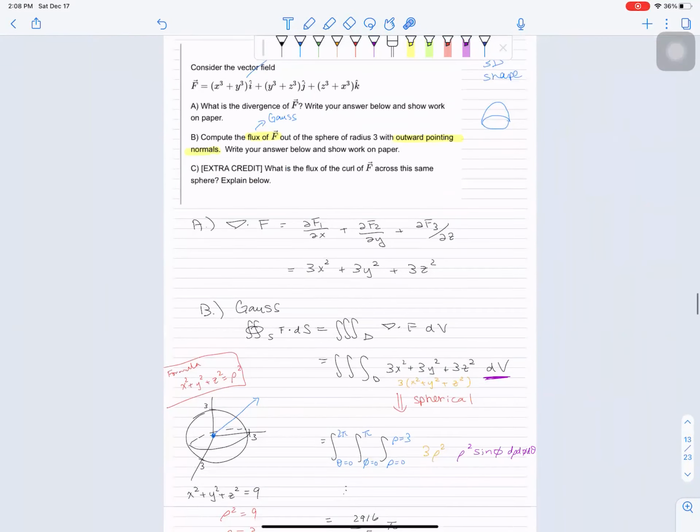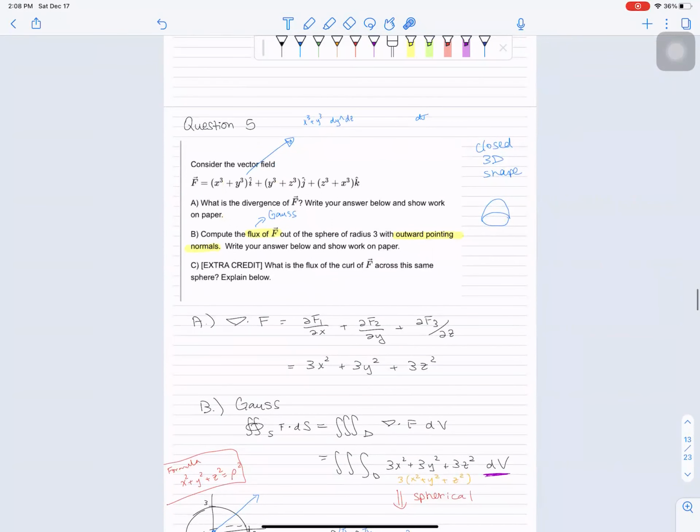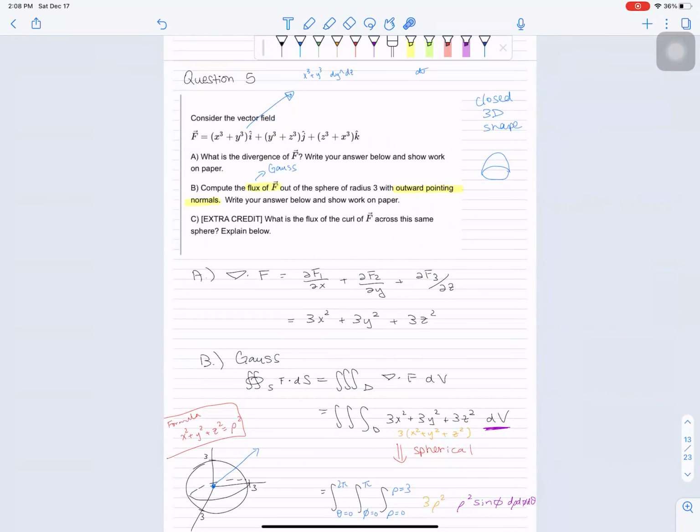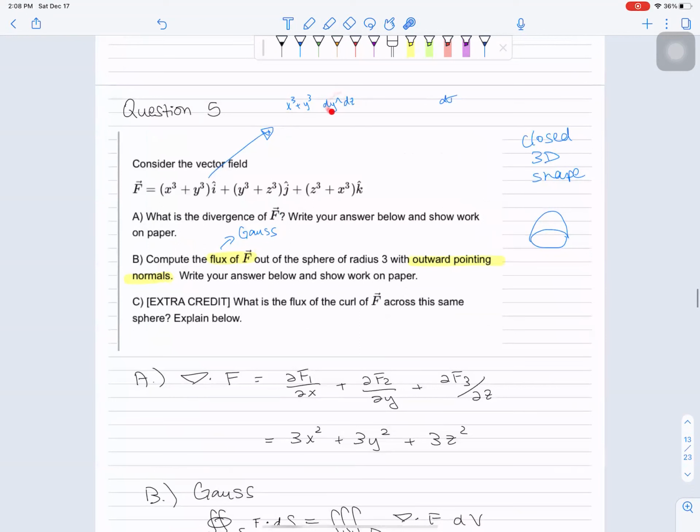How do we know when to use which form of Gauss? If they give you the original vector field in IJK form, you should just do the divergence, because we know how to do the divergence of some vector field. If they give it to you with the wedge stuff, then you can use the derivative formula for Gauss, which is this dv.